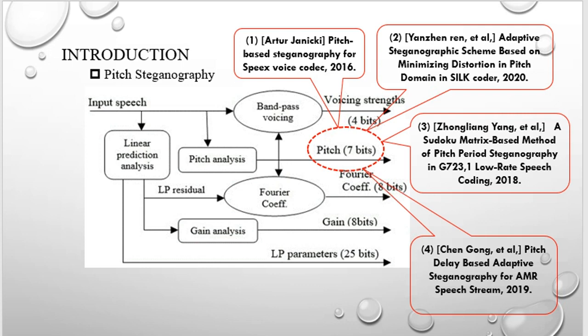The second work is a scheme applied on the SILK coder pitch domain, which is based on the speech signal correlation and the statistical distribution of the pitch lag. The third scheme is a method of embedding and extracting steganography in low-rate speech coding using a 3-dimensional Sudoku matrix. And the fourth work is a novel steganographic scheme for low bit rate speech against pitch delay steganalysers.